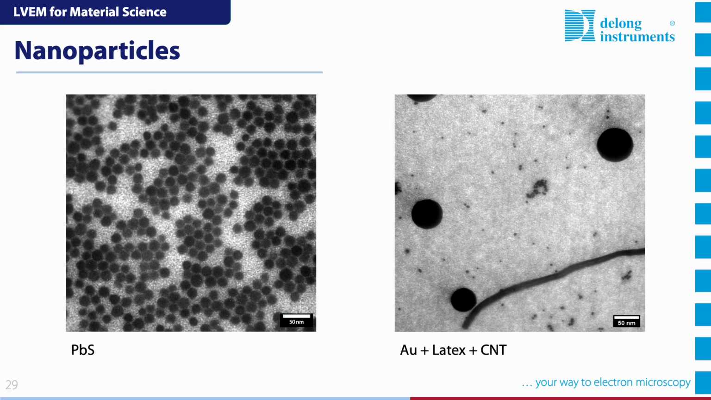We have TEM images of different types of nanoparticles: PBS, gold, and latex, as well as carbon nanotubes. The first images show PBS nanoparticles, highlighting their uniform size and shape. The mixed sample demonstrates the morphology of these various nanomaterials. This example illustrates how LVEM can capture detailed information on particle size and shape across a range of materials.